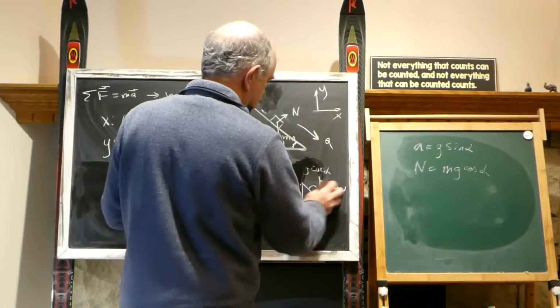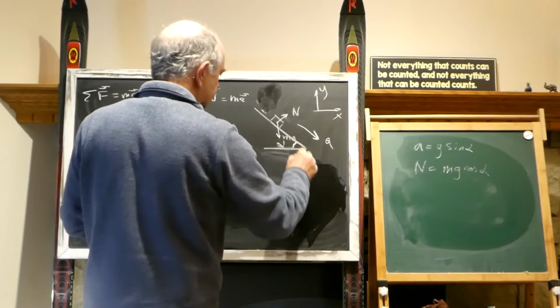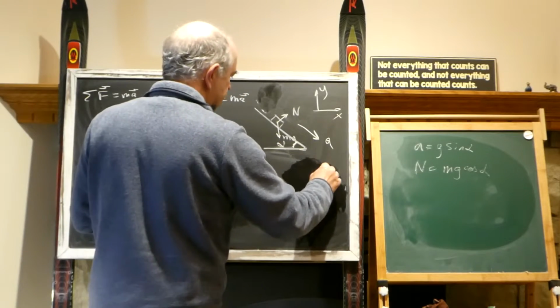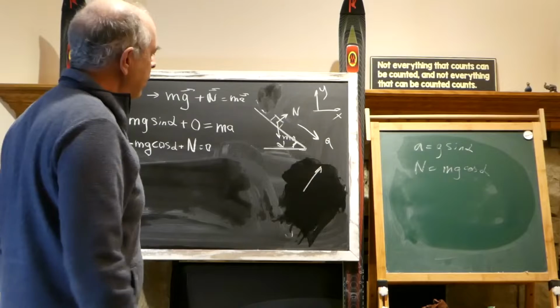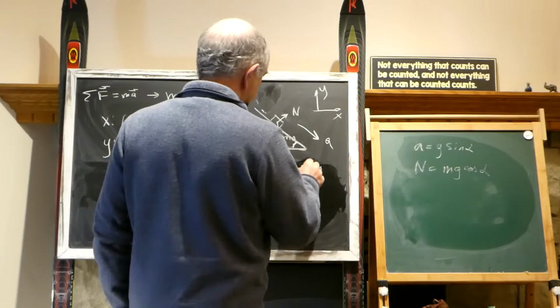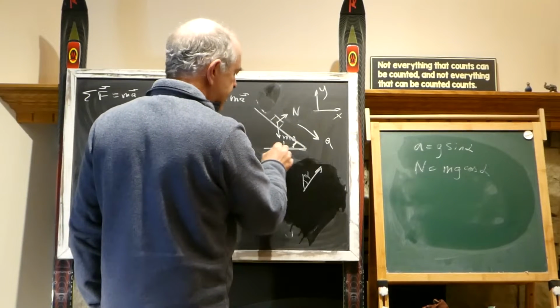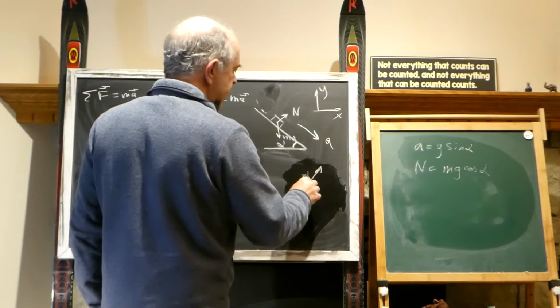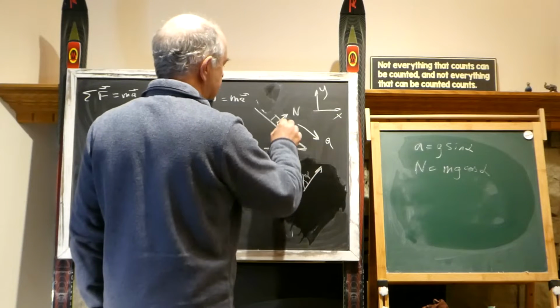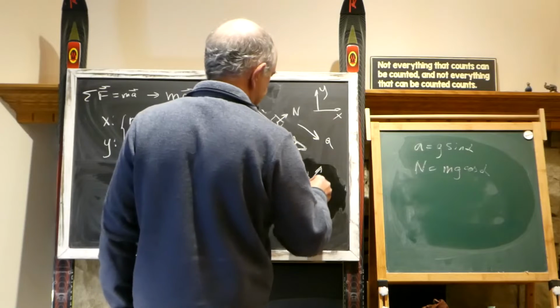So I don't want this picture at all, but I have N. N is going that way, right? And this angle is alpha. Because again, this side of this angle is perpendicular to this side of the other angle, and the other side is perpendicular to the other side of the other angle. So the angles are the same.